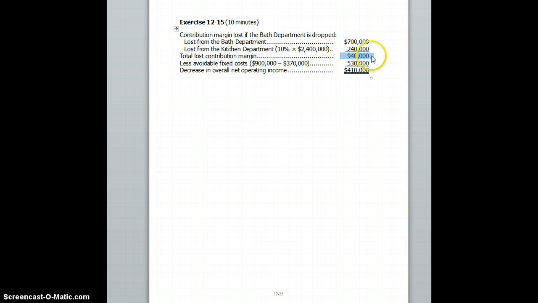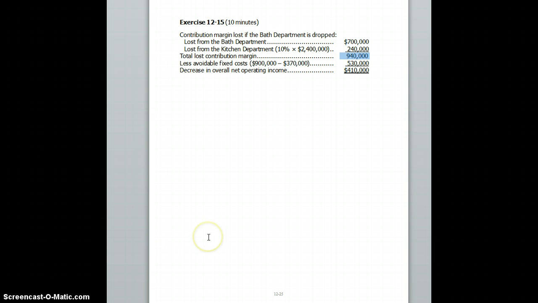So we see here, by getting rid of bath, we lose $940,000 of contribution margin. We also lose $530,000 of cost. Contribution margin less fixed cost, we have $410,000 of net operating income that we would lose. So the decrease to the profit of the company would be $410,000 by dropping the bath department. This does it for our solution to exercise 1215.